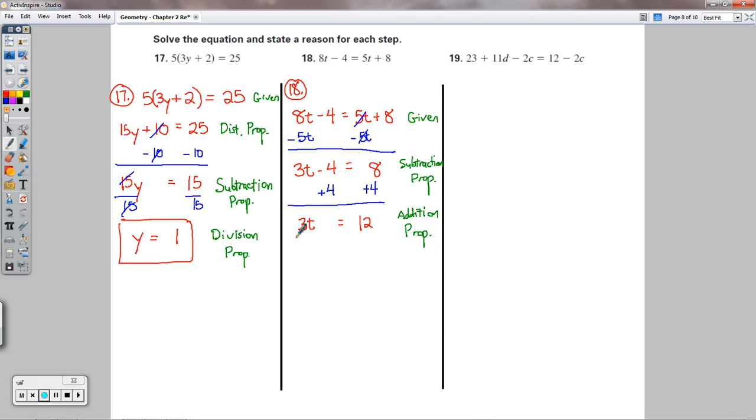And then finally, dividing both sides by 3. The 3s are going to cancel if I do that, and I'm left with t equals 4. What property was that to finalize the solution? Division property. I divided both sides by 3.